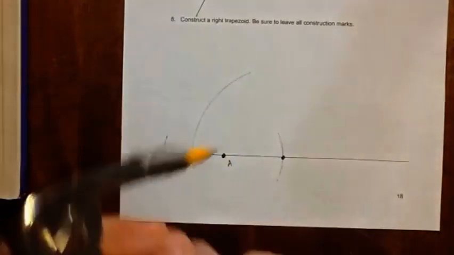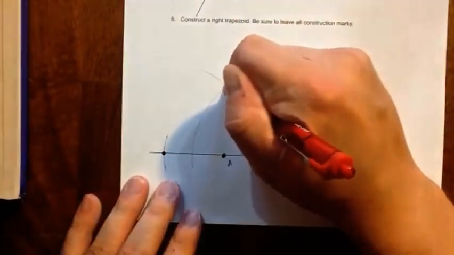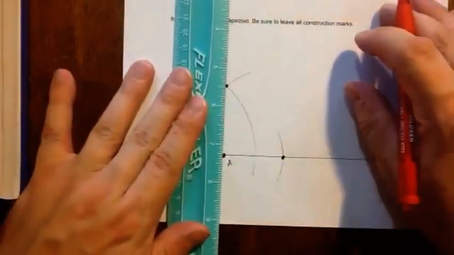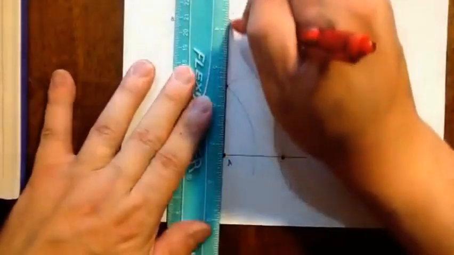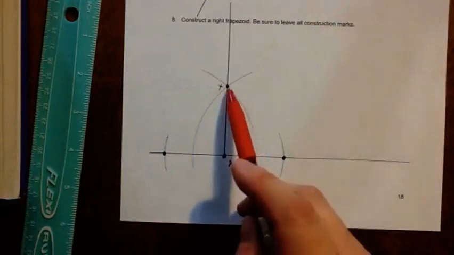So more than halfway above. There we go. And now that I've got my point, I'm going to extend the line through. So I know that this is a right angle because I constructed it to be so. And we'll call this X. So I'm going to create a parallel line through that.